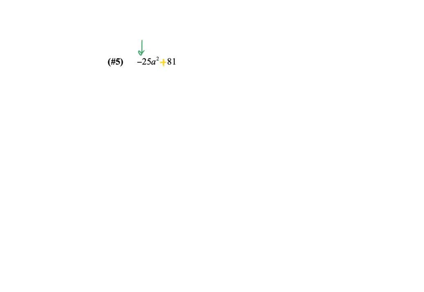And because I'm adding these 2 terms, those 2 numbers, I actually could switch them because the order in adding doesn't matter, right? If I said to you 3 plus 5 or 5 plus 3, I get the same answer. So I can always switch the order of numbers. So what if I did that? What if I said this is really 81 minus 25a squared? Now I have the minus sign that I need.